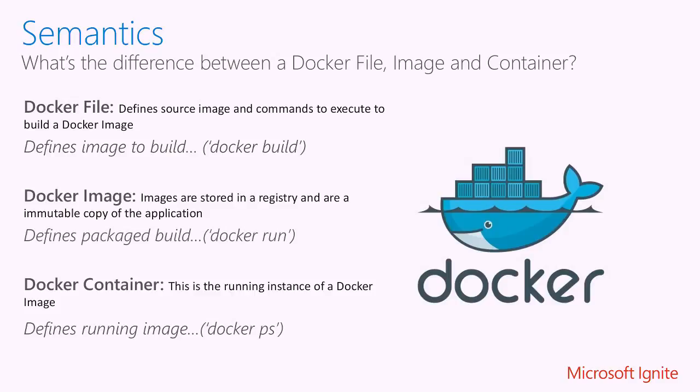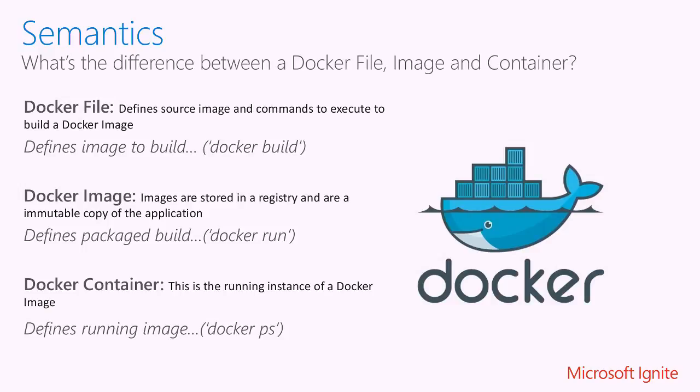So, a couple of semantics. A Dockerfile is a text file, which is a YAML structure. Scott talked about it in the keynote. It defines how to build your Docker image.